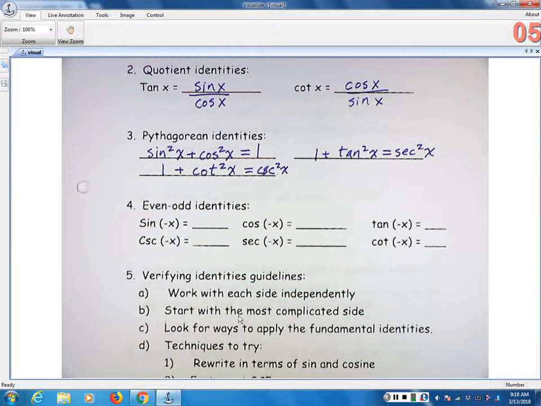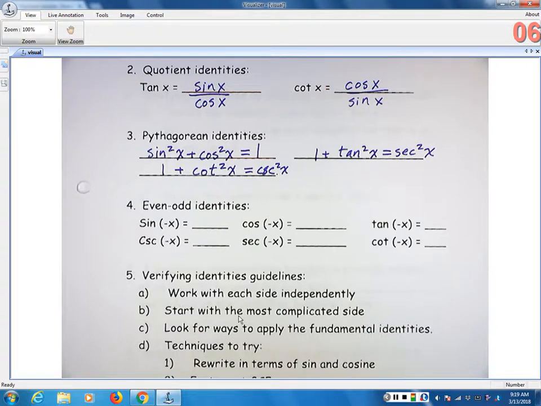Okay, so which of these are even, which are odd? What are the properties? Do you have your test? Yeah. I think I have everybody's tests here. Okay.